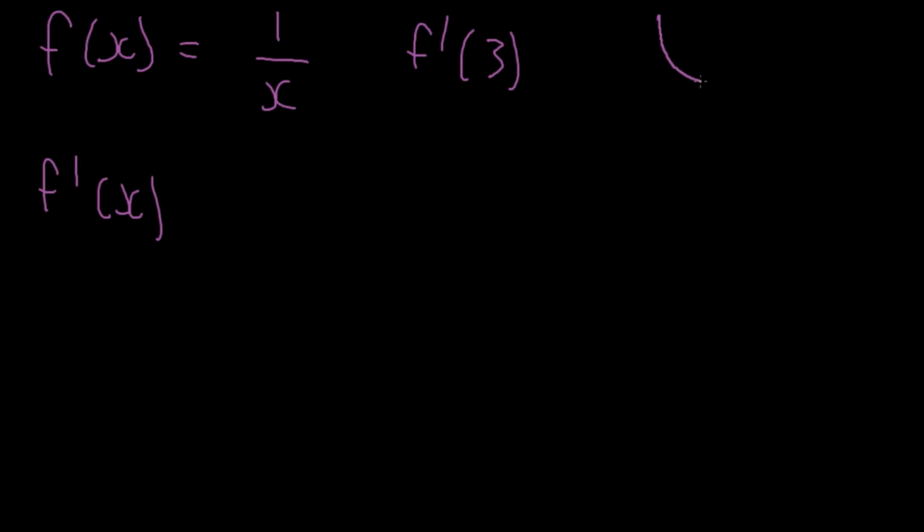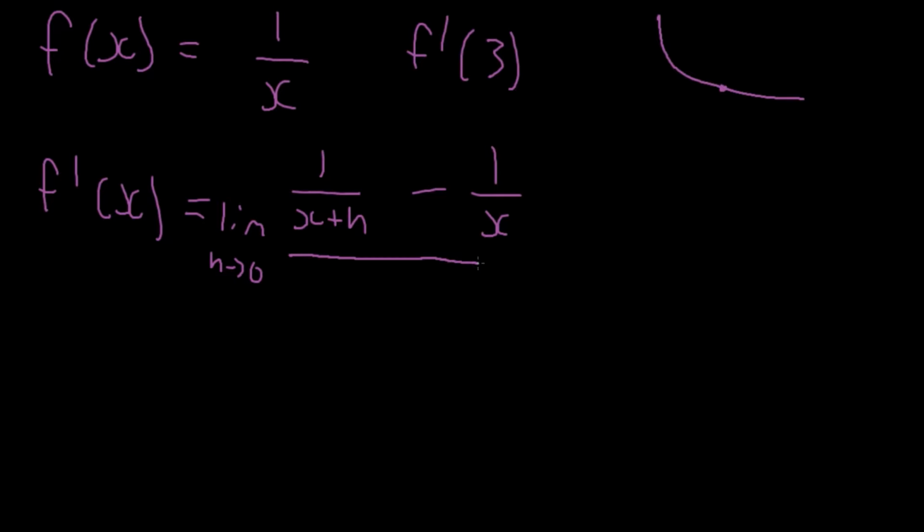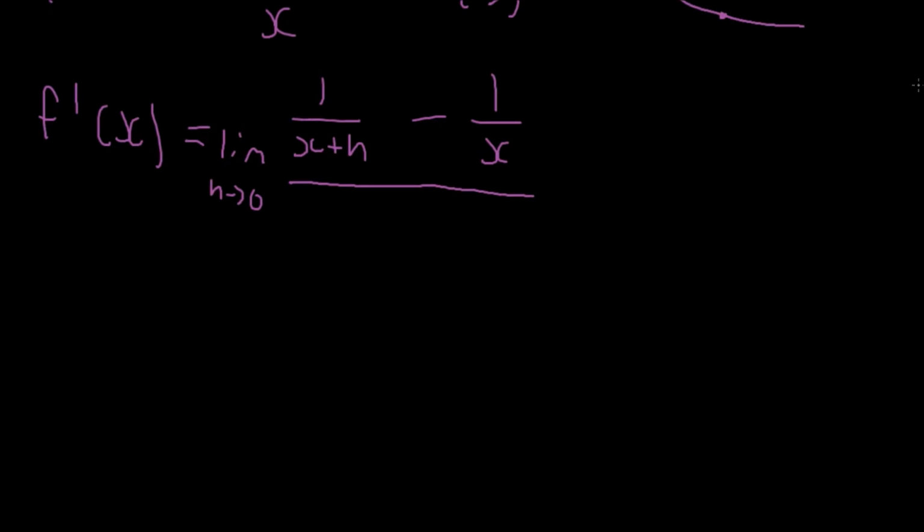You remember 1 over x kind of looks like this, so it's not going to be too big of a number. So f prime of x is going to equal the limit, almost forgot my limit expression right here, as h approaches 0, of 1 over x plus h minus 1 over x. I'm going through these 3 examples so that you can see what it's like to handle a radical, what it's like to handle a reciprocal, and what it's like to handle just a normal sort of polynomial expression like the x cubed. So let's continue on with this reciprocal example.